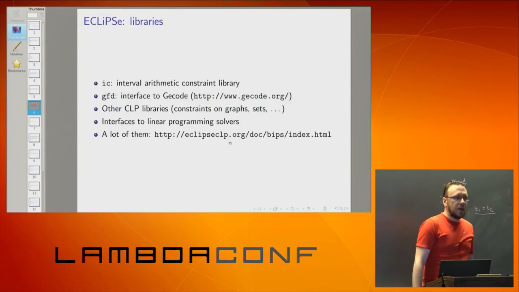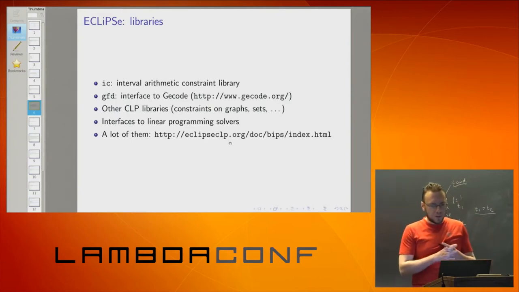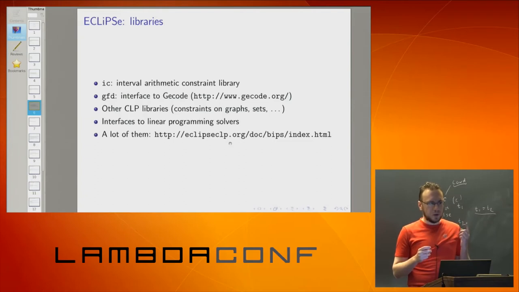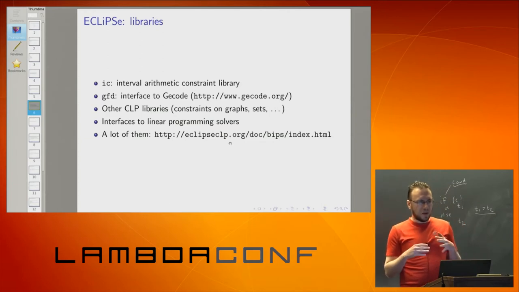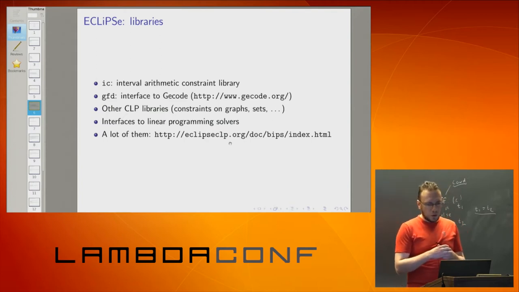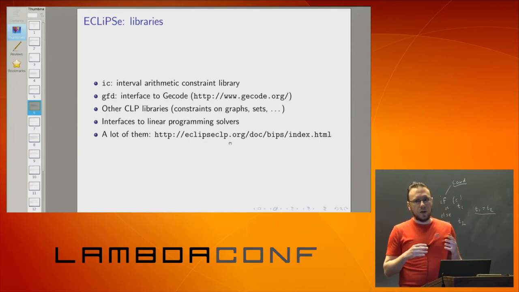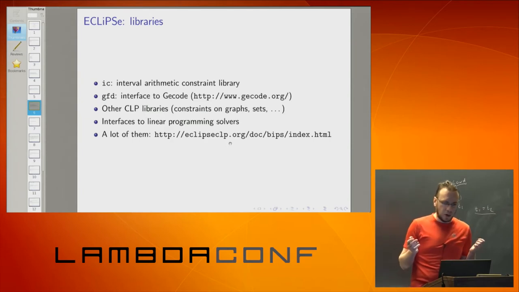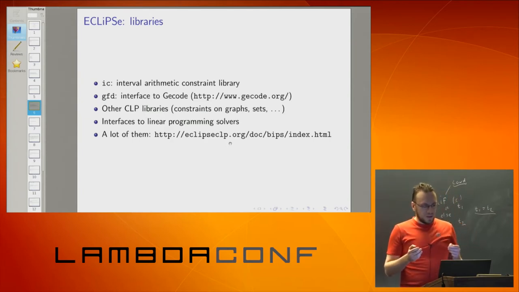ECLiPSe has many libraries, and in this workshop, we will use two libraries, IC and GFD. IC is an interval arithmetic constraint library. You can have integers and bounded reals in this library. And GFD is an interface to Gecode. Gecode is the fastest constraint programming library right now, and this interface, GFD, only supports integer variables.